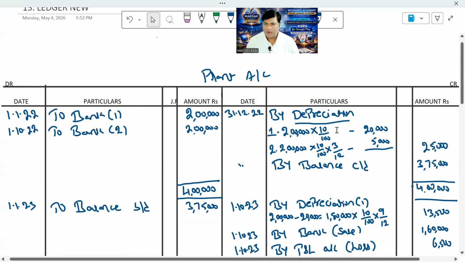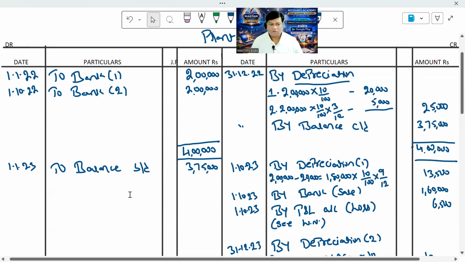By depreciation I have segregated the depreciation. How did I segregate it? First plant: 10% for the full year, 20,000. The second plant was bought in October, so from October to December is 3 months: 2 lakhs into 10/100 into 3/12, that is 5,000. Total together you'll get 25,000. So 4 lakhs minus 25,000 you'll get 3,75,000. To balance brought down 3,75,000.